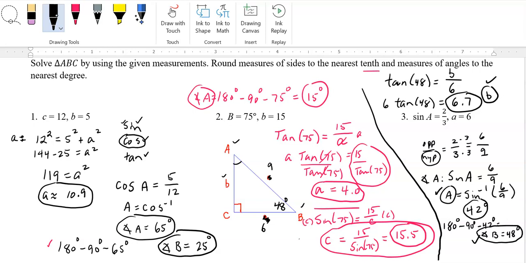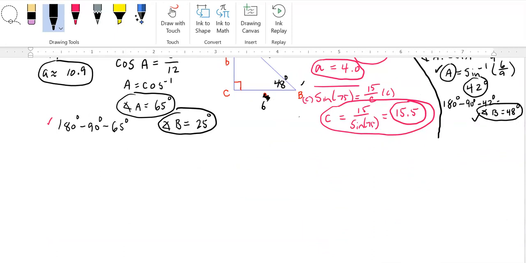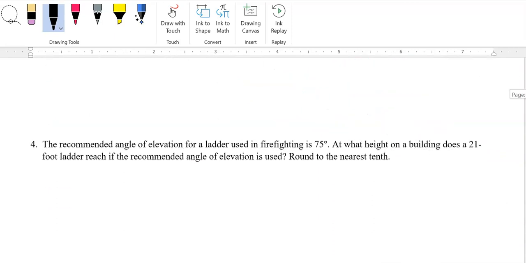So that's the kind of thing you're going to be doing on those problems on your test, so make sure you're ready. Know SOHCAHTOA really well, know how to find missing angles with your calculator using inverse sine, cosine, tangent.